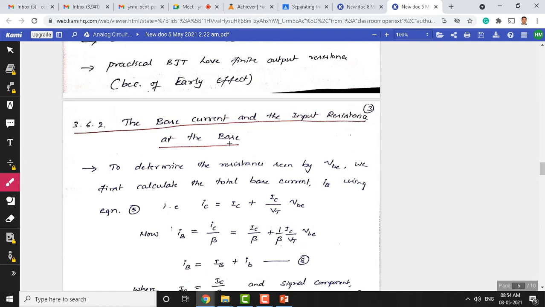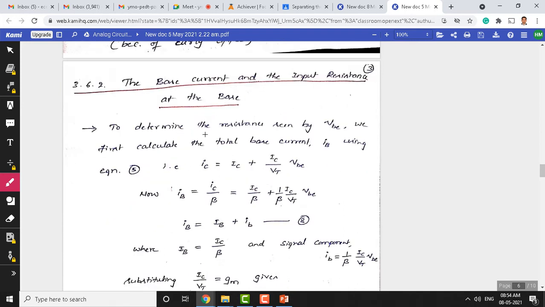So now let us try to obtain that. Later you will understand the significance of why we are measuring the base current and why we need to calculate the input resistance at the base. You will understand all these things a little later. But for the time being, just follow the mathematical aspects and try to understand the concept behind them.